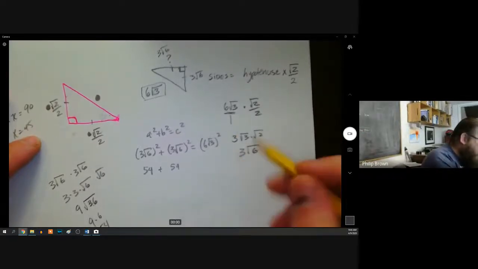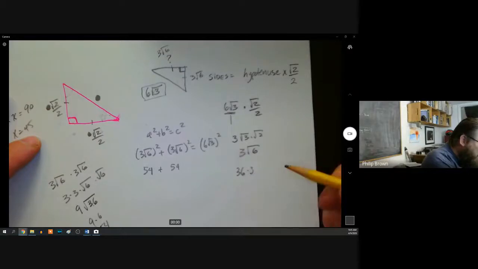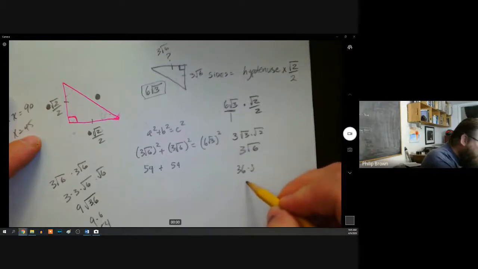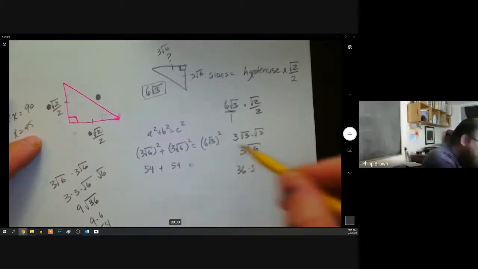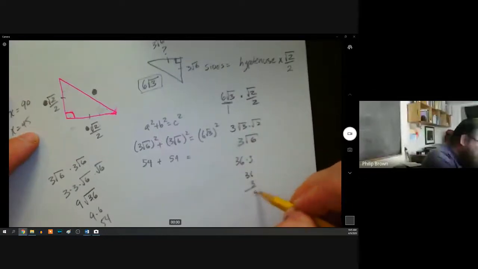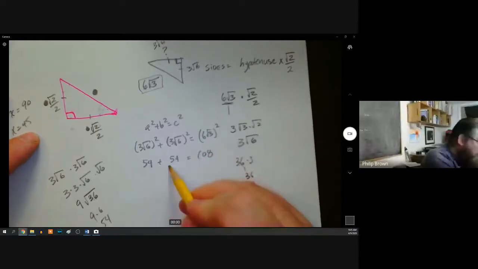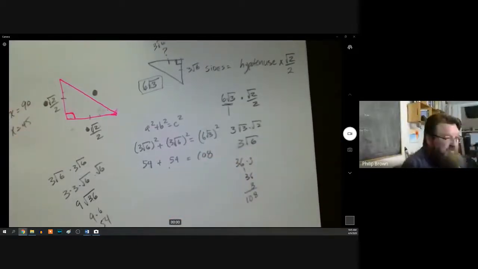So 6 root 3 squared. Well, you know how 6 squared is 36. The square root of 3 squared is 3. So that's going to be 36 times 3, which is 108. And that's true. 54 plus 54 is 108. So it's true. It worked.